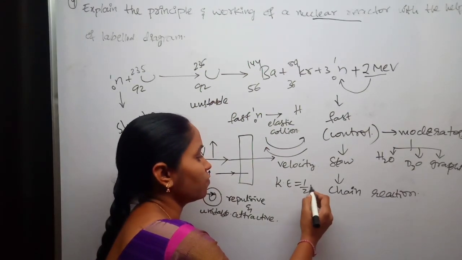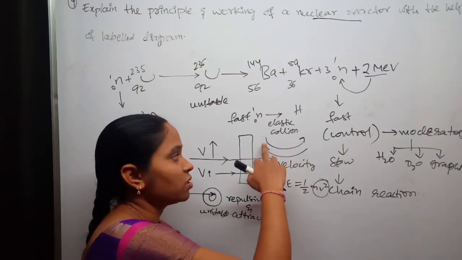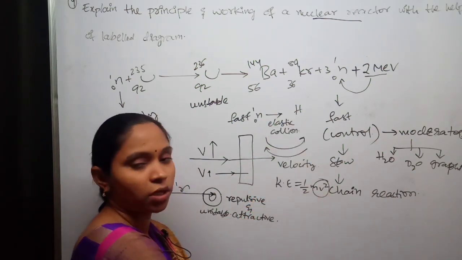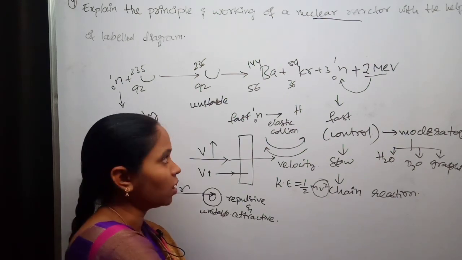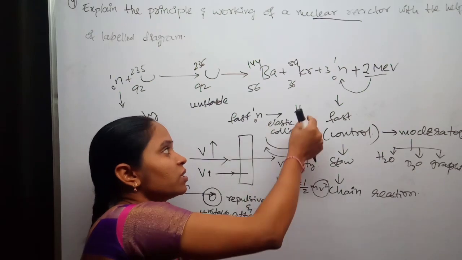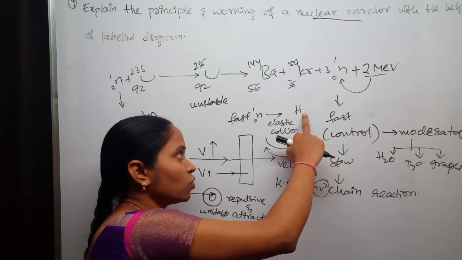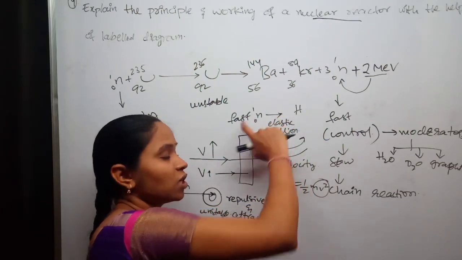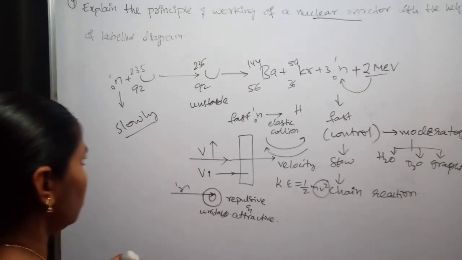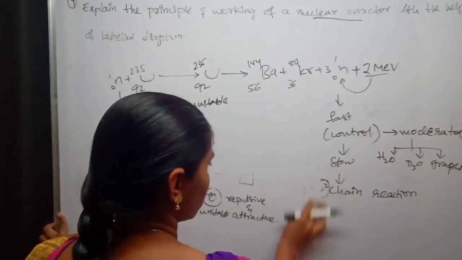Kinetic energy is nothing but half mv square. This is conserved. Here velocity exchange takes place between these neutrons, but it is not destroyed. This fast moving neutron will move slowly with the velocity of this neutron, and this slowly moving neutron will move faster with the velocity of this neutron. Velocity exchange has happened here. In this way we can control the velocity of the fast moving neutrons.